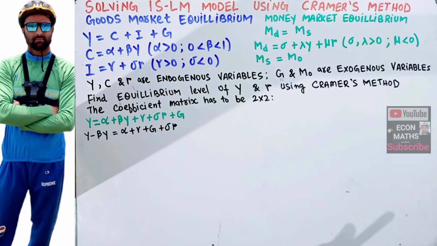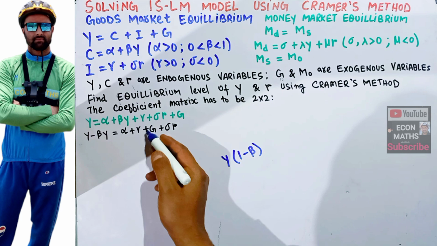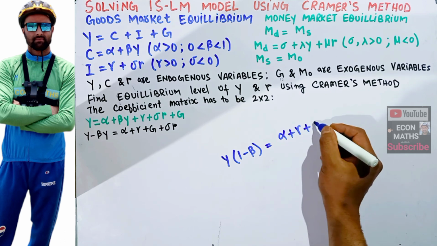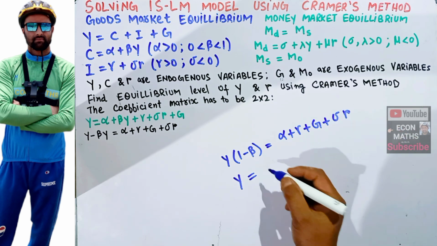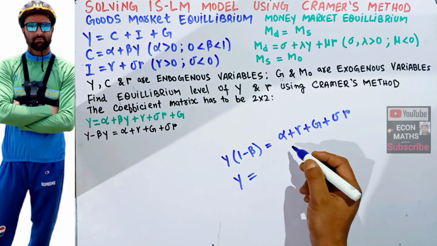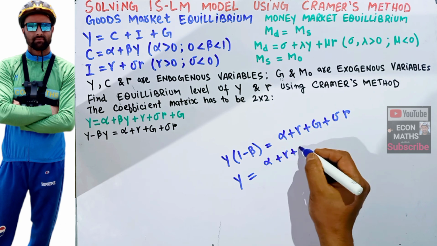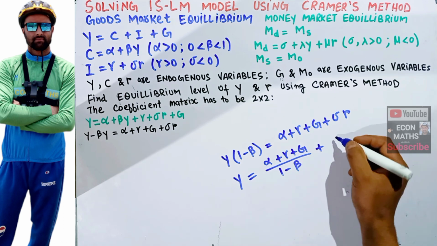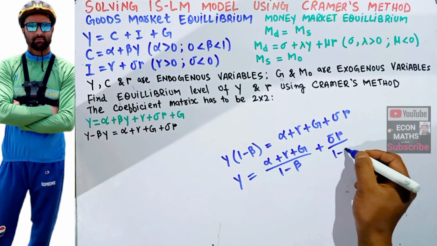I will solve it here, then I will rub it out, because I don't have much space left here. If I take Y common, I will be left with 1 minus beta on the left hand side, which will be equal to alpha plus gamma plus G plus delta r. Or Y will be equal to alpha plus gamma plus G divided by 1 minus beta, plus delta r divided by 1 minus beta.